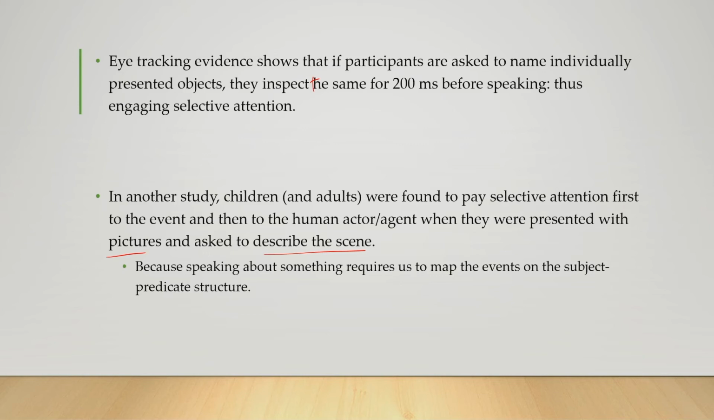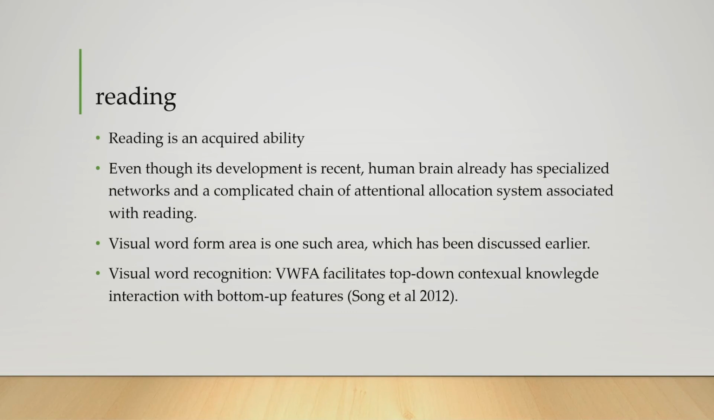Because speaking about something requires one to map the events onto the subject predicate structure. We need to create a subject predicate structure, but for that we have to know what goes where, right. While creating a sentence, we have to formulate that particular structural aspect of it. So, we must know what is happening there. That is why probably the subjects were found to be looking at the event aspect first and then the agent and then formulating the sentence.